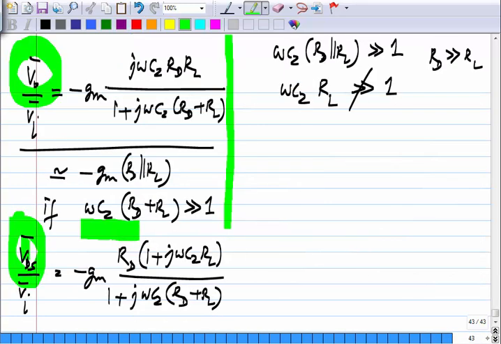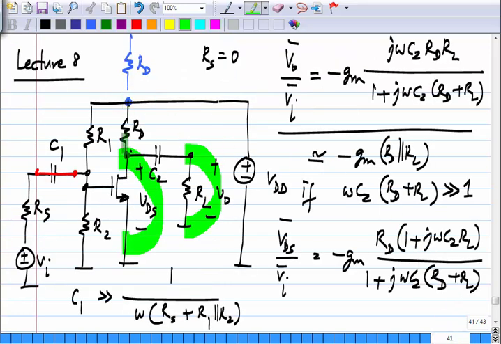But what happens in this case, when omega C2 RL is not very large, but omega C2 RD can be very large? Which will be a bigger sinusoid, V0 or VDS? VDS, obviously. So the point is this: if RD is very very large and RL is not so large, this condition only says that the reactance of C2 has to be much smaller than RD plus RL. But it could be comparable to RL, it is possible if RD happens to be very large.